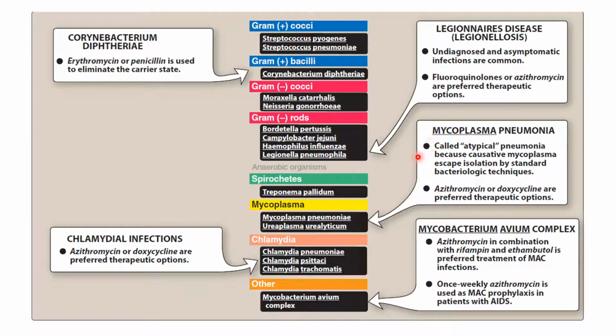Mycoplasma is very specific. It does not like agar, and it does not like the peptide soup. It requires a special condition to grow, so it is very expensive to grow the mycoplasma.